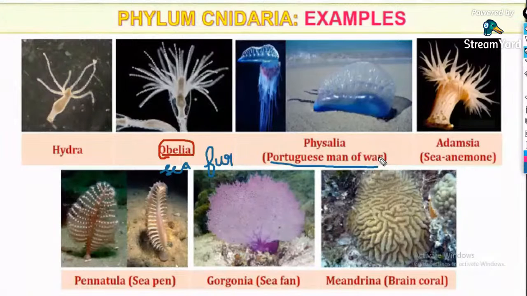Thank you. Adamsia, it is a sea anemone, as you yourself have said. Pennatula is the sea pen. If you need more examples, please comment. I have it. Gorgonia is the sea fan. And one more thing, that is Metridium.